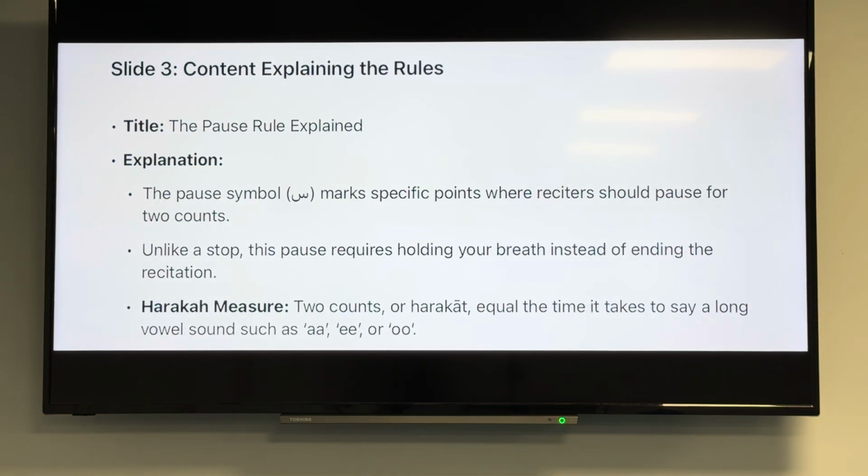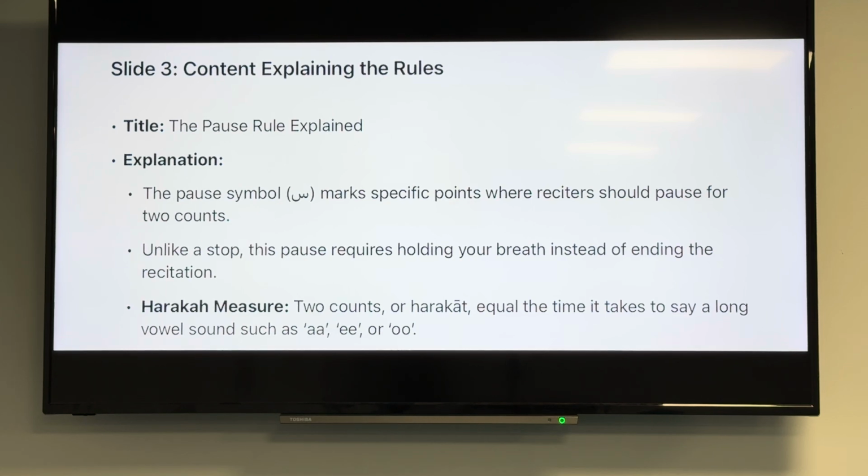So now, brothers, this is the pause rule. Okay, so pause marks the specific point where the reciter should pause for 2 counts. Now, to start with, does anybody have an understanding of the difference between stopping and pausing? Or do you think it's the same thing?